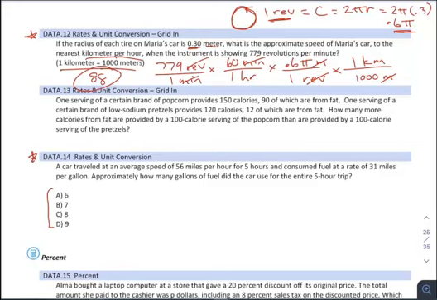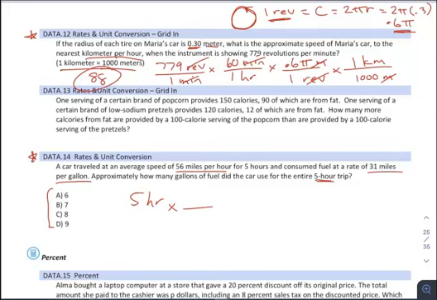So if we read our problem, we see 56 miles per hour. We see a rate of 31 miles per gallon. So these are 2 rates. So unit conversion is probably going to come into play here. Go to the last piece of information that's provided. And so we start with that, 5 hours, and now we just start to convert out of that unit.